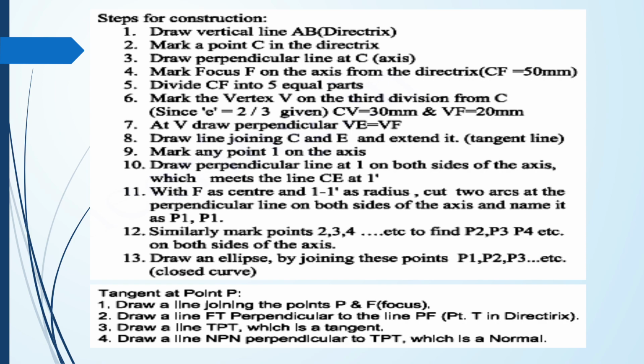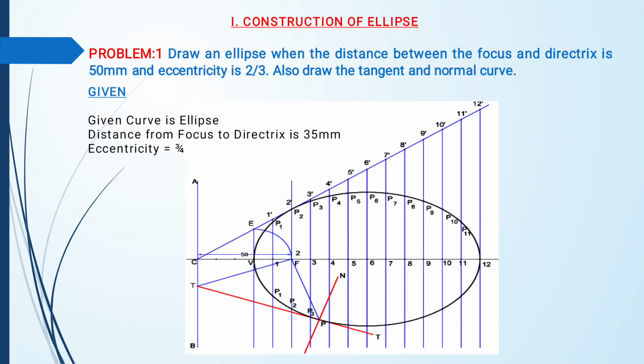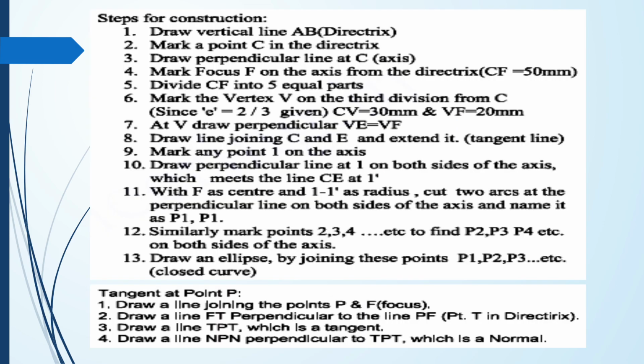Then draw the line TPT, which is the tangent line. Here clearly TPT is the tangent line. Perpendicular to this tangent line, we mark another perpendicular line, and this is called the normal line. Okay, this is the construction of the tangent and normal of a given curve.